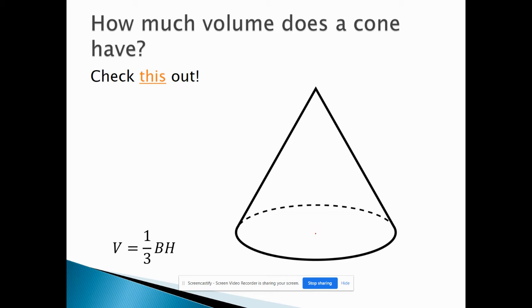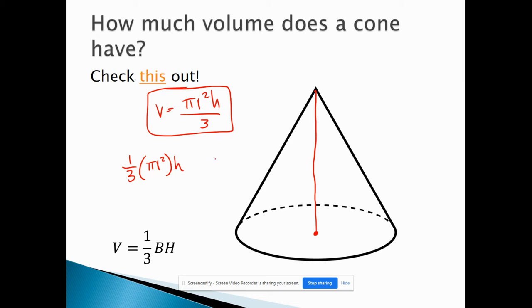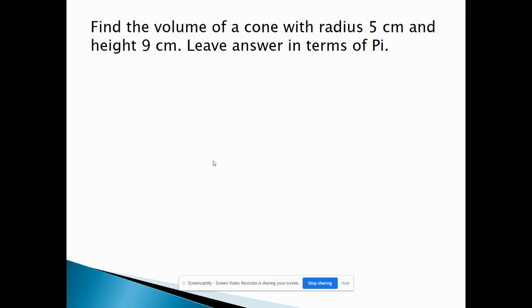We take 1/3 BH. So B, the area of the base, is pi r squared, because that's a circle. And then the height would be this vertical height. Okay, so then we end up with this formula that you can rearrange: pi r squared h over 3. It's kind of the nicest way of thinking about it. That's how I'll have it on the formula sheet. Okay, so then how do we put this into application? Pi r squared h over 3.